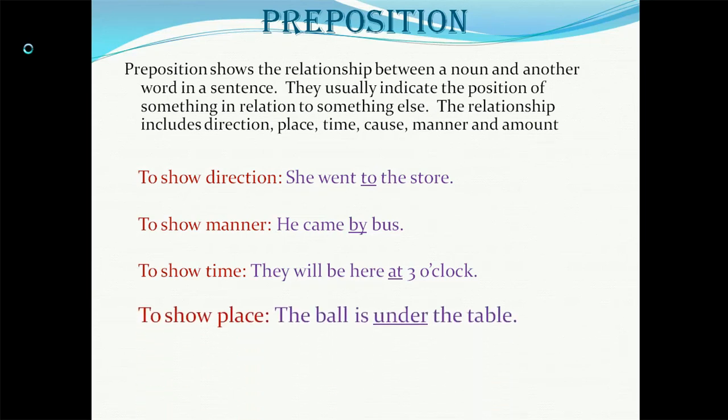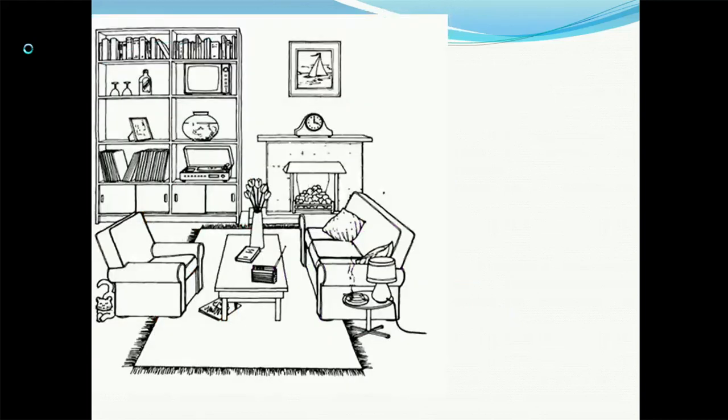Place: a preposition is mostly used for place. The ball is under the table. The ball is in the box. The ball is behind the desk. So you can see the picture over here.